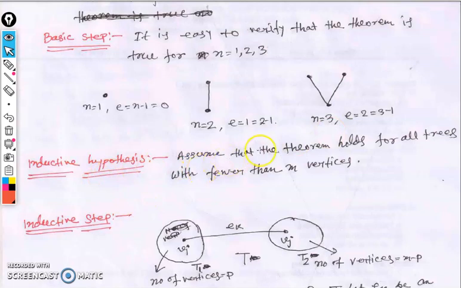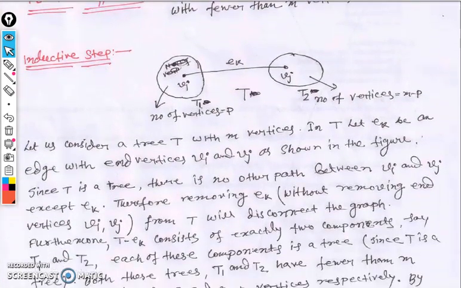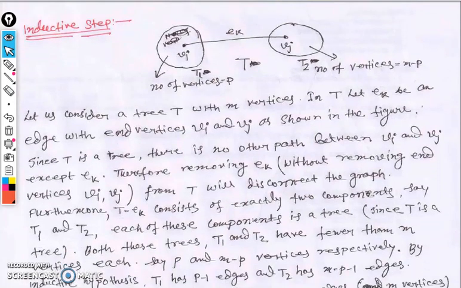Inductive hypothesis: assume that the theorem holds for all trees with fewer than m vertices. We just consider the result is true for n equals m. It's a very important step. Here we write everything because I am not in the class, so I am trying to write everything in your note, which will be provided to your forum. So you have to clear everything in this note.